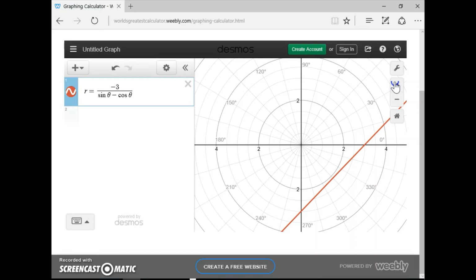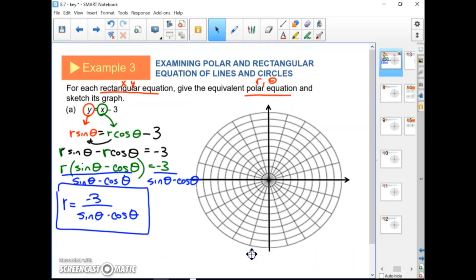But I can see that it crosses at negative 3 on the y-axis and negative 3 on the x-axis. Or, really, you can't really say about x and y. You'd be looking at a distance of 3 at 0 degrees and a distance of 3 at 270 degrees. So it's going to have a point at 3, 0, and a point at 3, 270. It's going to be a line through there.